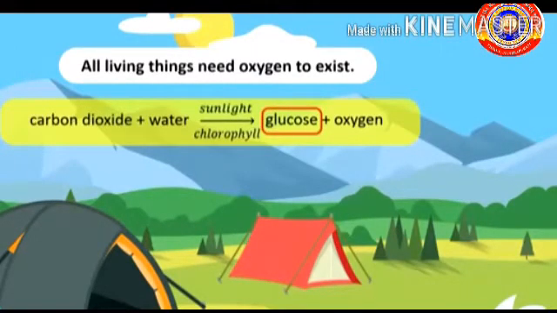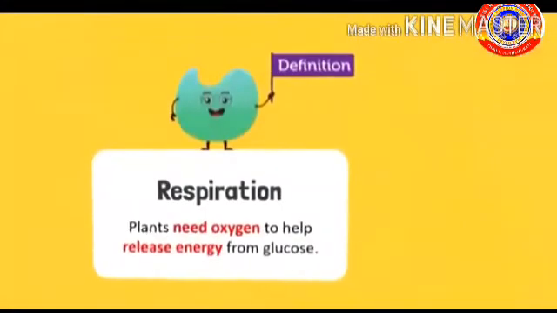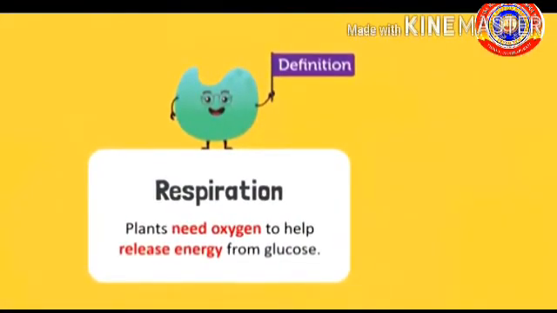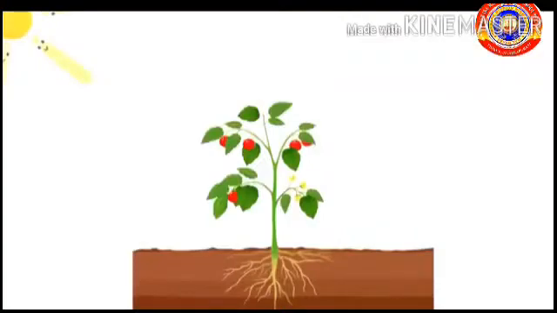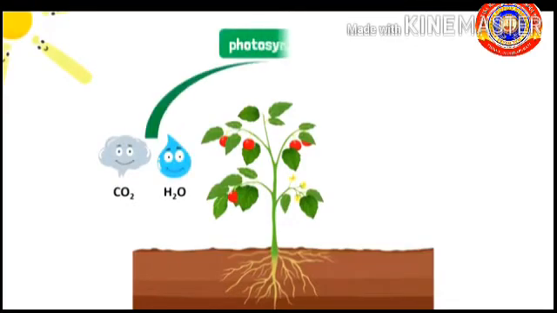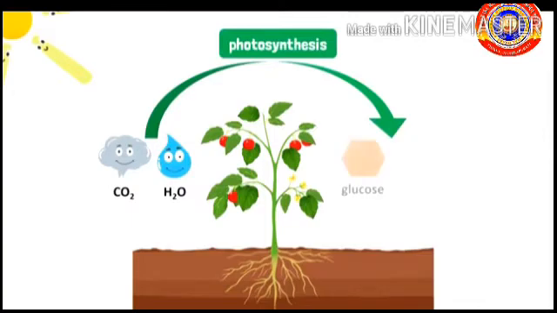However, after making glucose, they need some oxygen to help release energy from that glucose. This process of releasing energy is called respiration. But when do they get time to do this? Let's take a closer look at the entire cycle of energy production in plants. In the presence of sunlight, carbon dioxide and water react to form glucose and oxygen. This process is known as photosynthesis and it happens only at daytime.